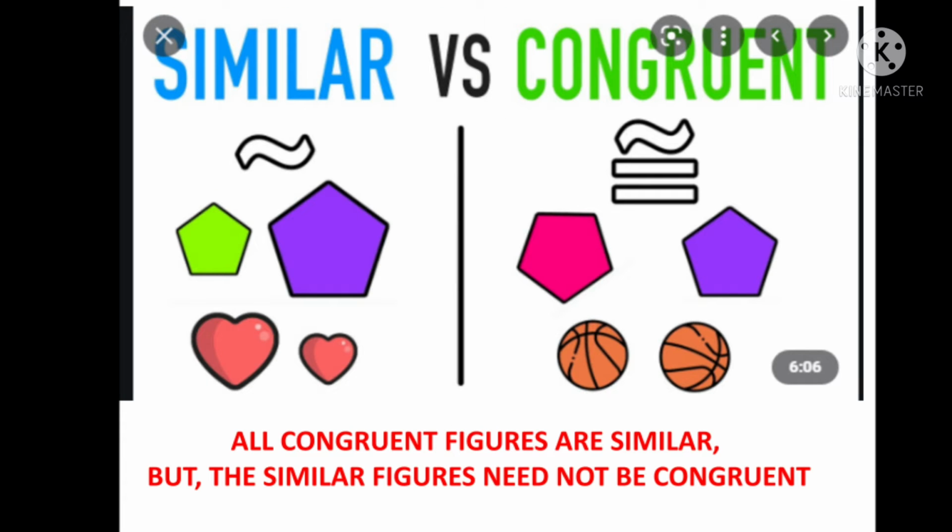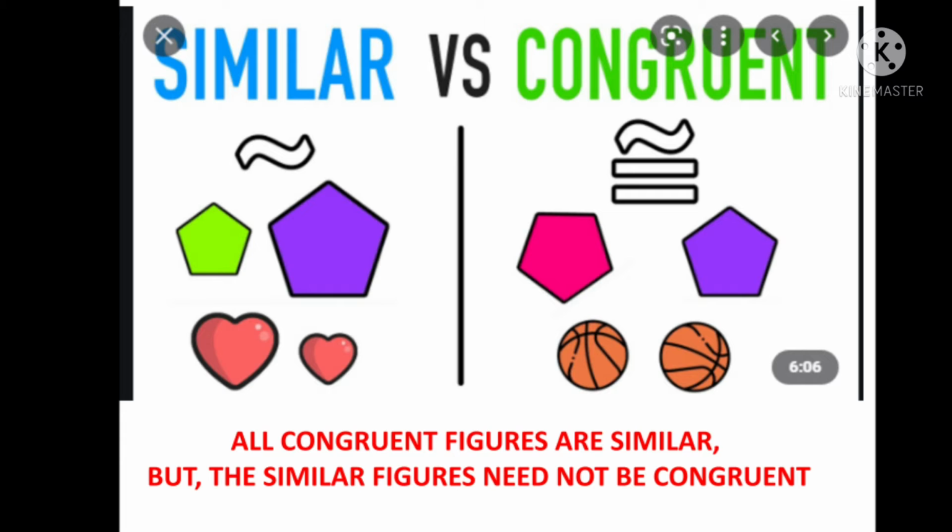Now let us understand similar shapes. On the left side you can see that there are 2 heart-shaped objects. One of them is smaller and the other one is bigger. So they are similar. Now you can see that there are 2 pentagons. 5 sides are there. One is smaller and the second one is bigger. But both of them are having similar shape, but the size is not the same.